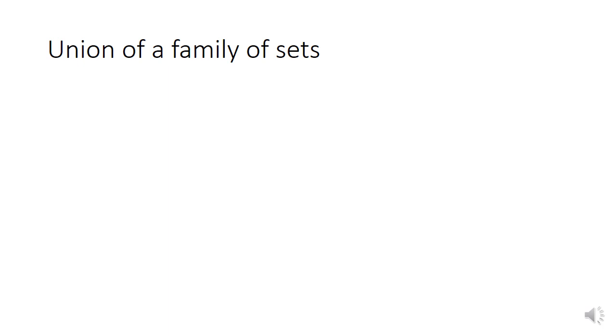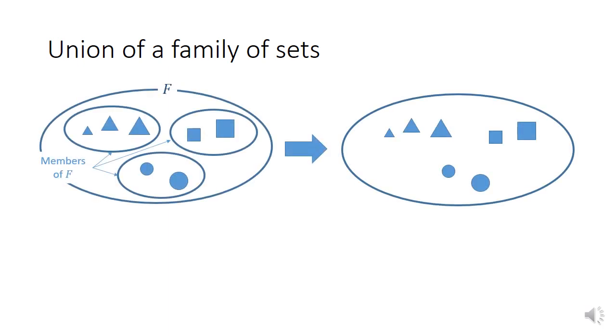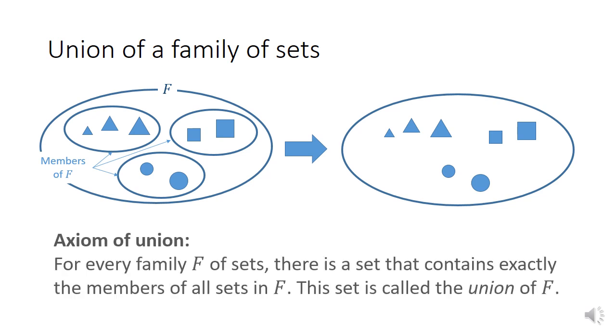The question arises whether we can form the union of a family of sets analogous to the intersection. For this purpose, however, we need a new axiom, the axiom of union. For every family F of sets, there is a set that contains exactly the members of all sets in F. This set is called the union of F.